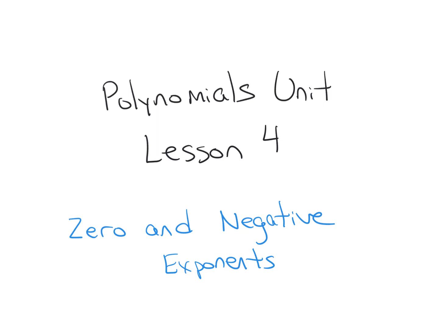Hi class. So we're going to continue our discussion of exponents, and now we're going to move on to talk about what happens when the exponent of a number is 0 or if the exponent is negative. So far, you've probably only learned about positive exponents and the fact that a positive exponent, for example, represents a repeated multiplication like this.